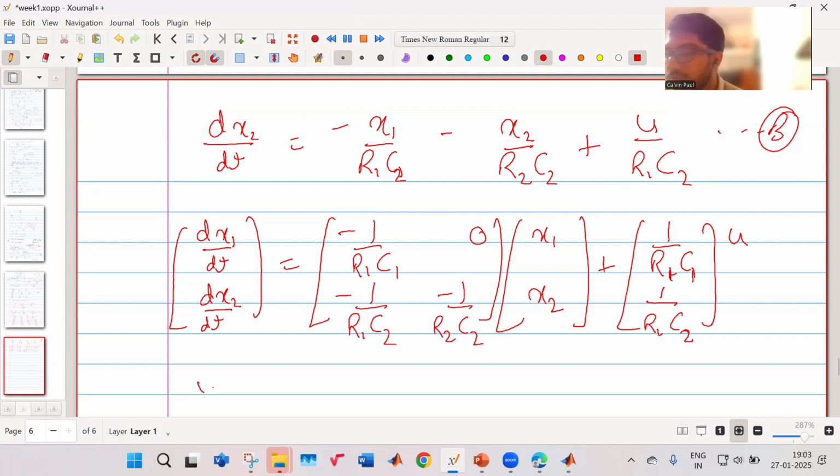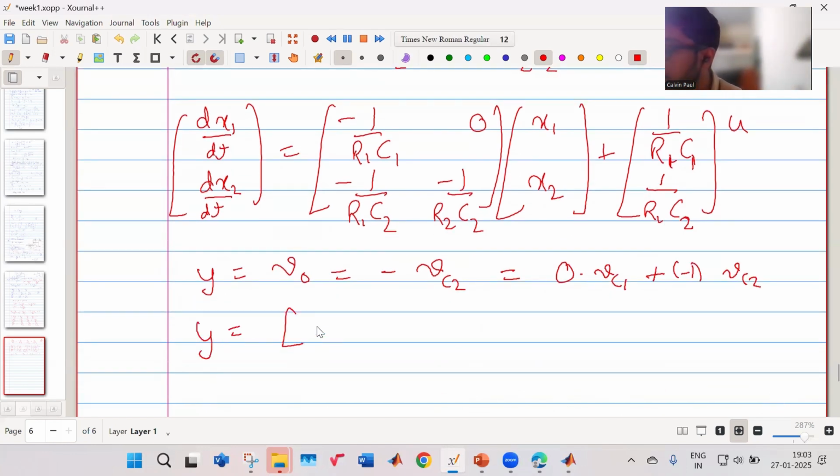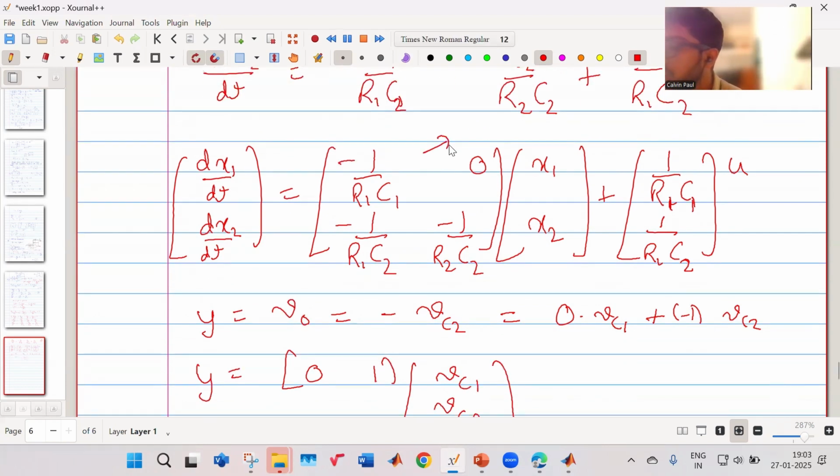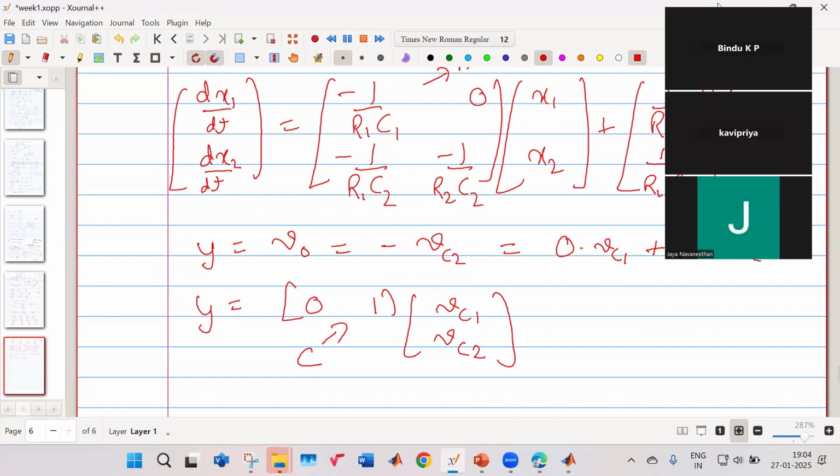And what is my output? My output Y is V output, which is minus VC2. So this is 0 into VC1 plus minus 1 into VC2. So Y is written as [0, -1] times VC1 and VC2. So this is the new A matrix, this is the new B matrix, and this is the new C matrix. So till here, is it clear? Or are there any doubts?